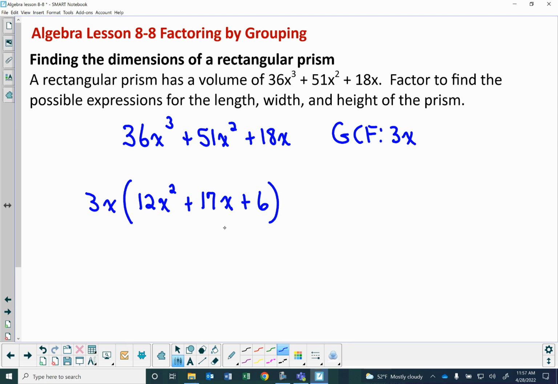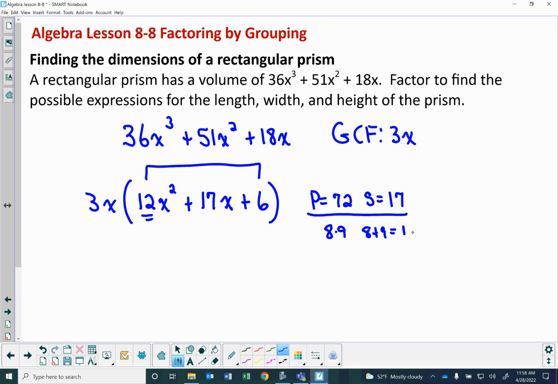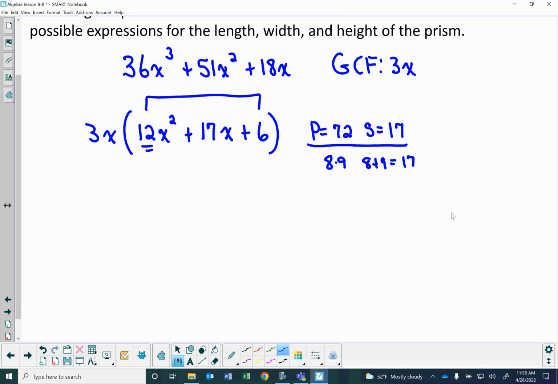So I need a product of 12 times 6, which is 72, and a sum of 17. Because we have a leading coefficient of more than 1, we have to do the product of a times c. Okay, so 72, I'm thinking 8 times 9. So 8 times 9 is 72. 8 plus 9 does equal 17. I found my numbers. So take the 12x squared plus 17x plus 6, and let's factor that. So 12x squared plus 8x plus 9x plus 6.